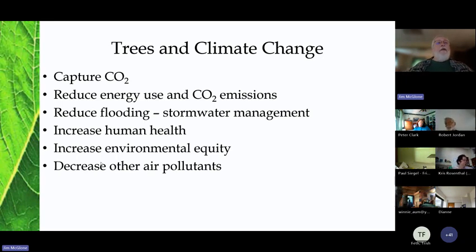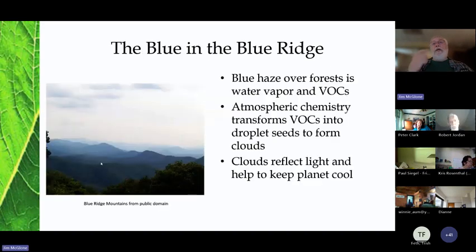And of course, planting trees also decreases any other air pollutants that we're seeing. One other way that trees interact with climate change is the Blue Ridge. The Blue Ridge was named the Blue Ridge because of the haze that was over it.